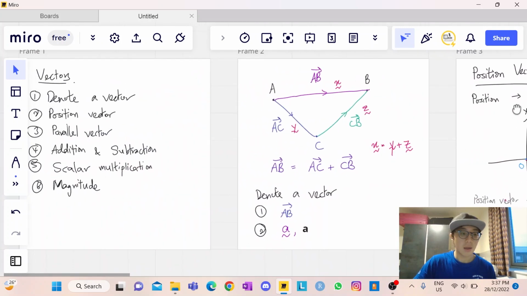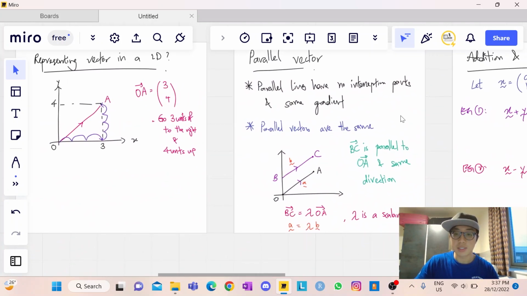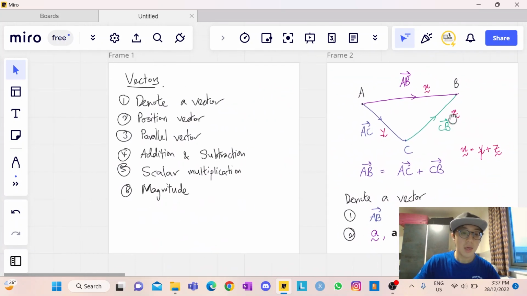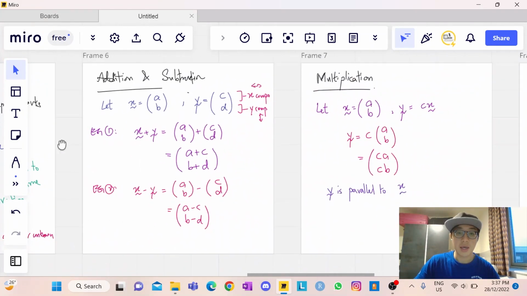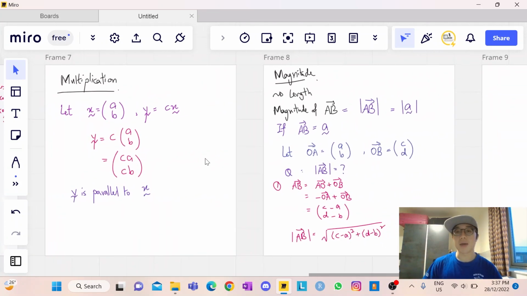After that, I talked about parallel vectors, which is like a scalar multiple of the other vector. And then addition, subtraction, and multiplication. Addition and subtraction are just the same, multiplication is the same, and last but not least, the magnitude of a vector, which is also similar to coordinates.